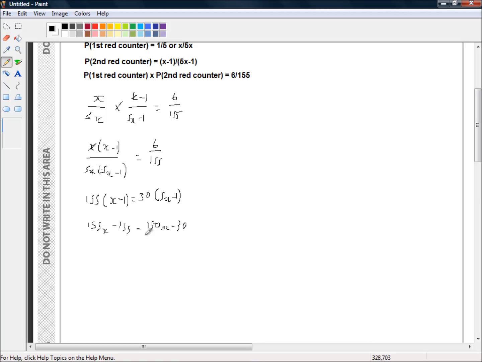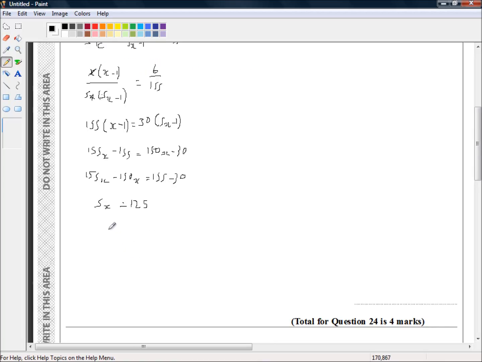Bringing the like terms together, we've got 155x minus 150x is equal to 155 minus 30. So 5x, 155 minus 150 is just 5, is equal to 155 minus 30 is 125. So 5x is equal to 125, then x is equal to 25.